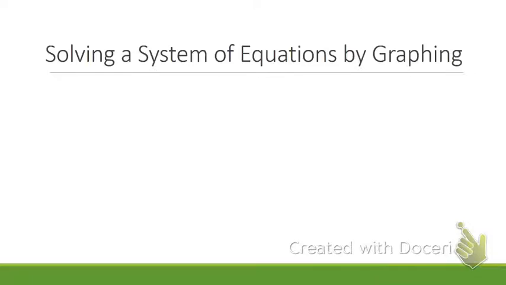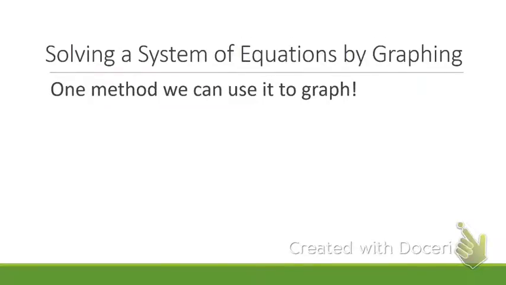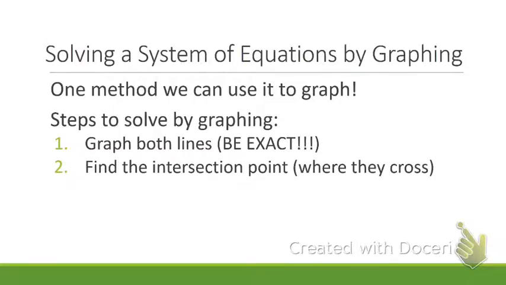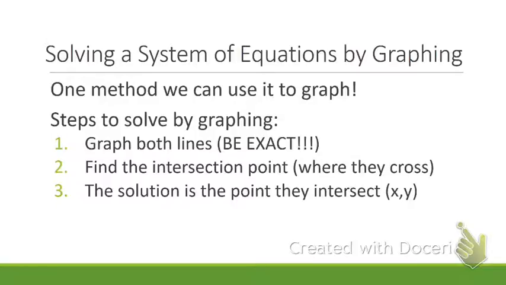Okay, so we're going to begin solving by graphing. So here's your step. Step 1. This is the next thing in your notes. Write it down. Graph both lines. Use a straight edge. Be exact. Find the intersection point. And then the solution is the point where they intersect. So find the coordinates of that.